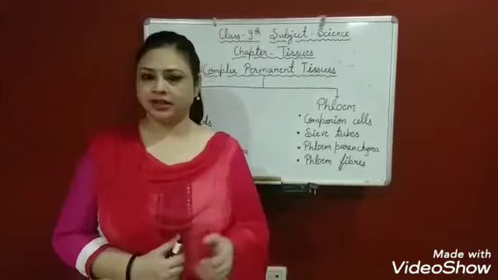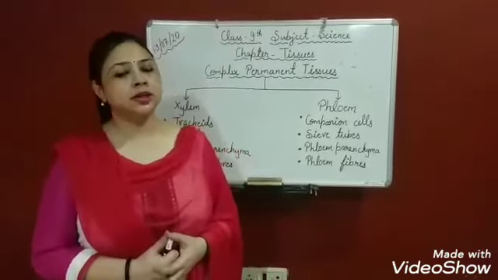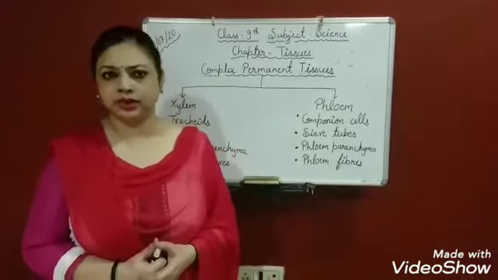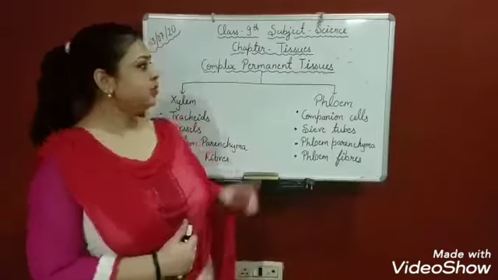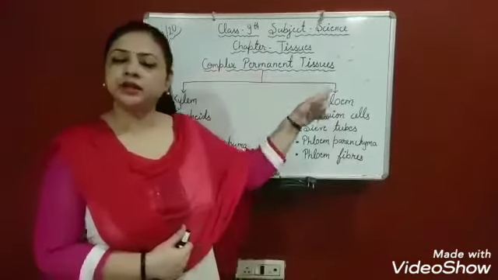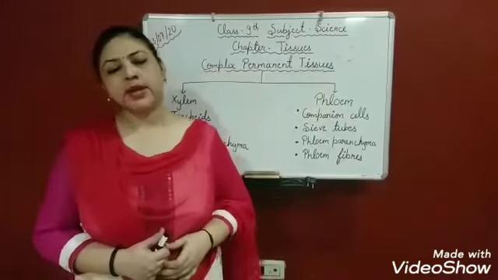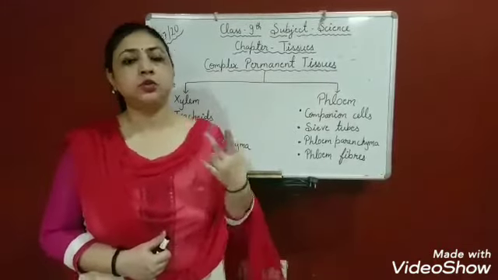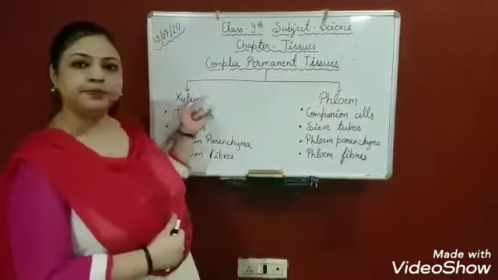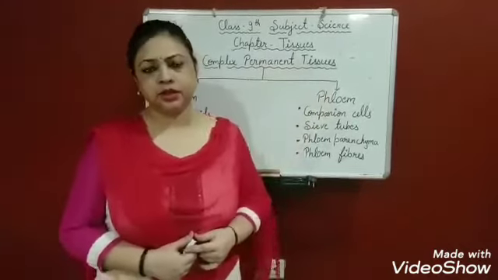On last day we discussed the simple permanent tissues, right? Today we will discuss complex permanent tissues. Complex permanent tissues are of two types, xylem and phloem.